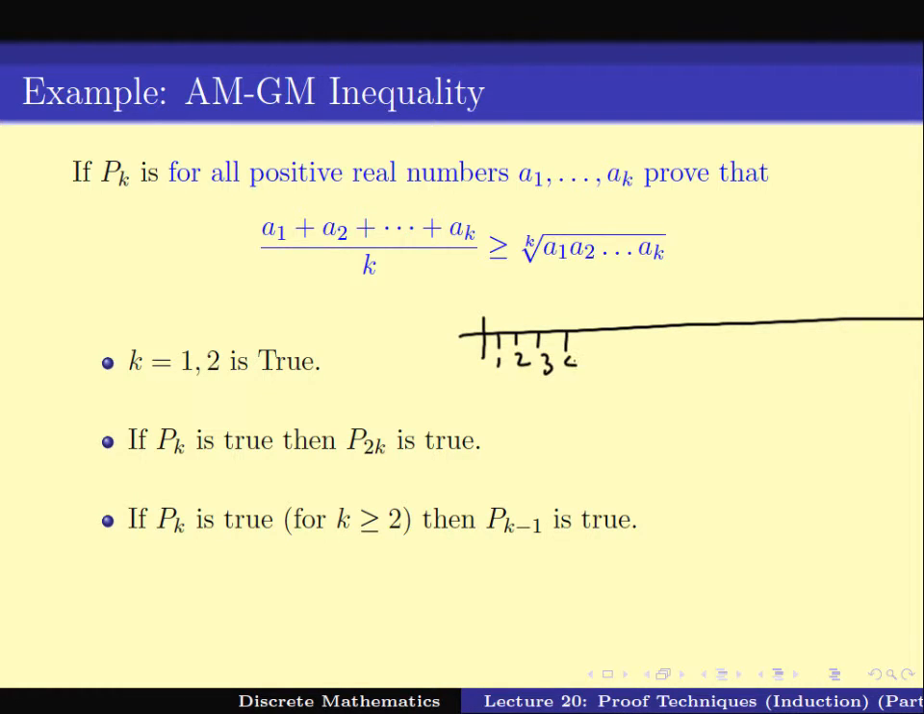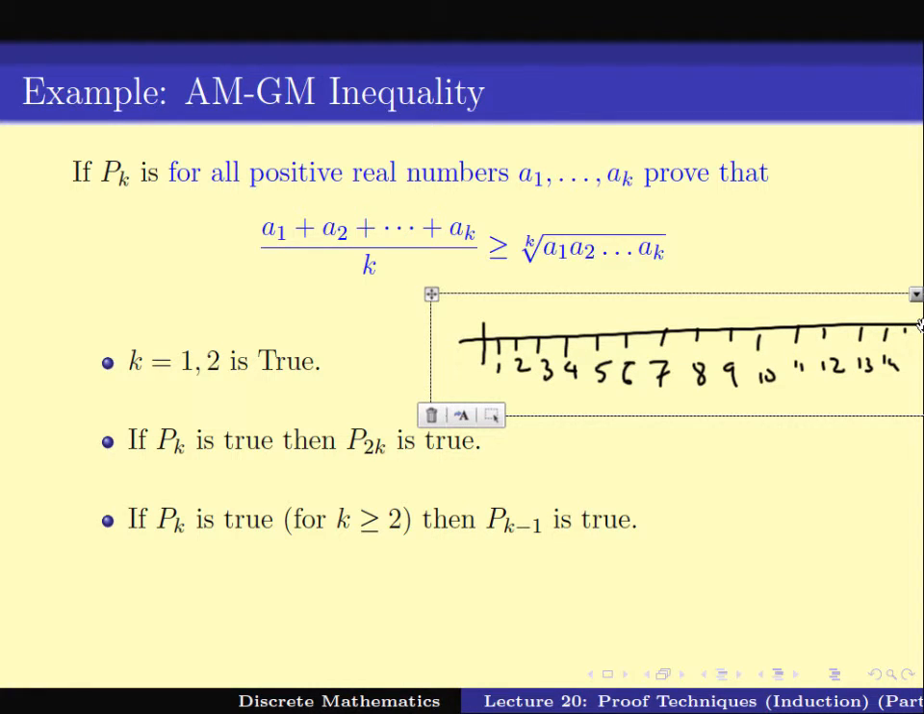1, 2, 3, 4, 5, 6, 7, 8, 9, 10, 11, 12, 13, 14, 15, 16. Now, let me use red dots to identify which of the things I have proved. So, k equals 1 is done, k equals 2 is done. Now, the second rule says that because 2 is done, therefore 4 is done. The third one says that since 4 is done, therefore 3 is done. Again, since 4 is done, therefore 8 is done. Since 8 is done, by the third rule, 7 is done. Since 7 is done, 6 is done, and since 6 is done, 5 is done. Now by the second rule, 8 is done, that means 16 is done.